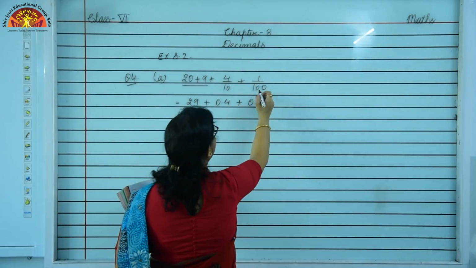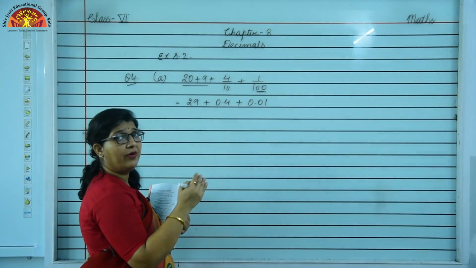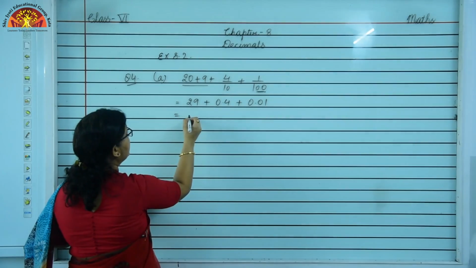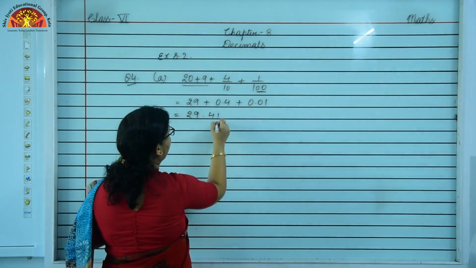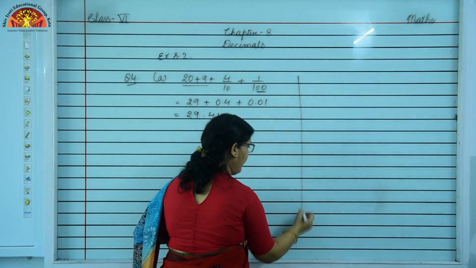So, we put the decimal after 2 digits from the right side. Understood? Now, it is equal to 29.41. Students, you know some facts.